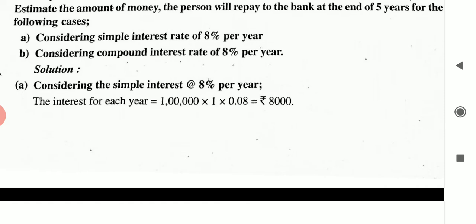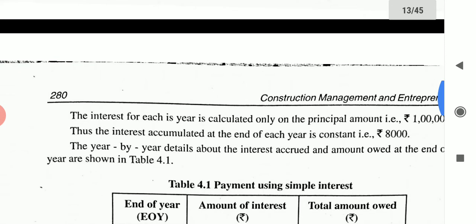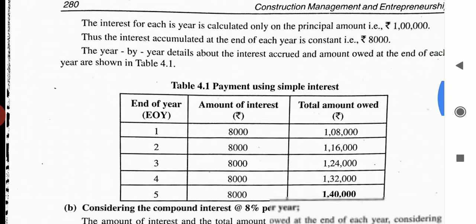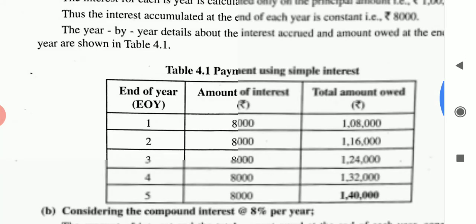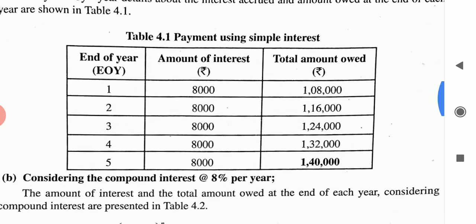For each year, that is N equal to 1, P into N into I for the first year, we will get 8,000 rupees. We will get the interest for each year. By using the amount of interest, we have to calculate up to 5 years. See here in the table, consider 5 years, column 1. The second one is amount of interest per year, and we have to calculate the total amount owed.